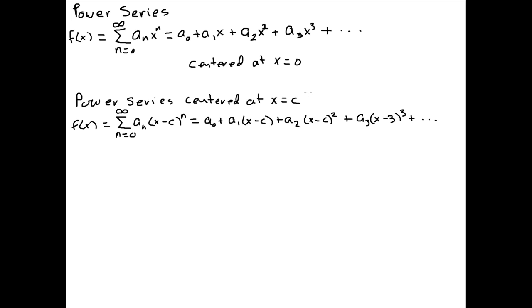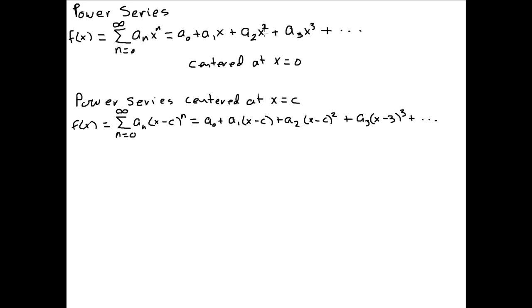Well, we have a power series, and if it's centered at 0, f of x will equal the sum of n equals 0 to infinity of a sub n x to the nth. So we could have some constant out here, and it's still a power series. This is equal to a sub 0 plus a sub 1 x plus a sub 2 x squared plus a sub 3 x to the third, and so on.